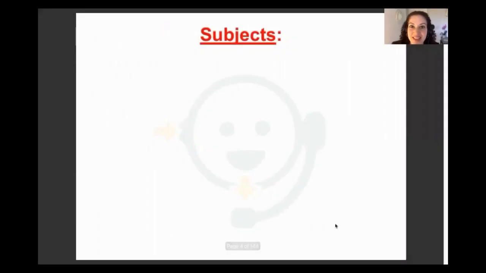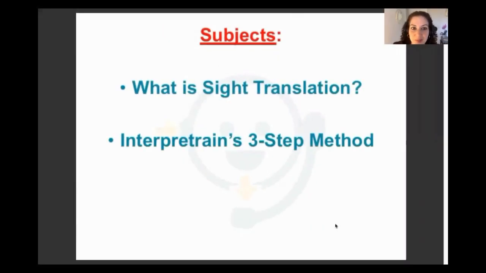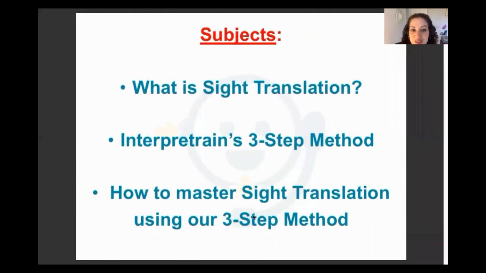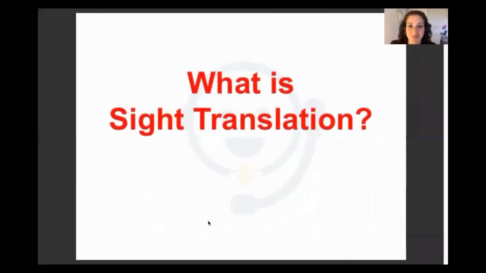So let's jump right in. These are the subjects that we're going to cover today. First of all, we're going to very briefly define what sight translation is, and then we're going to look at Interpretrain's three-step method. And finally, we're going to look at how to master sight translation using our three-step method. Again, whether you are using our materials or not, you're going to be able to apply this to your study sessions. So let's begin with sight translation.